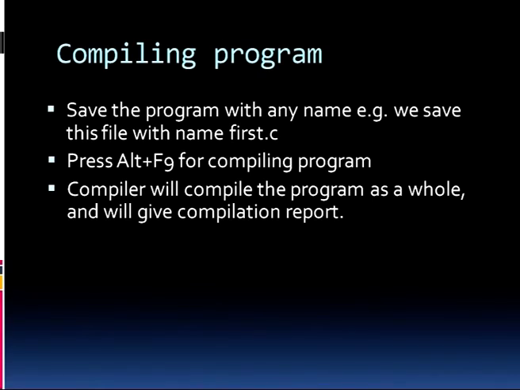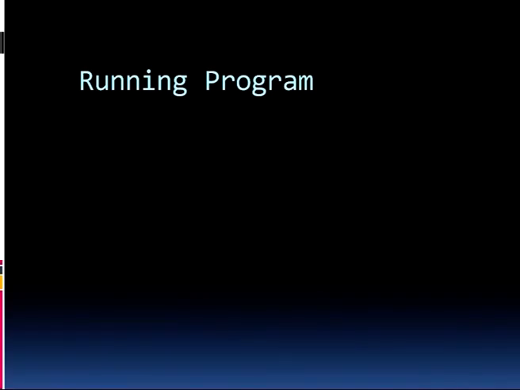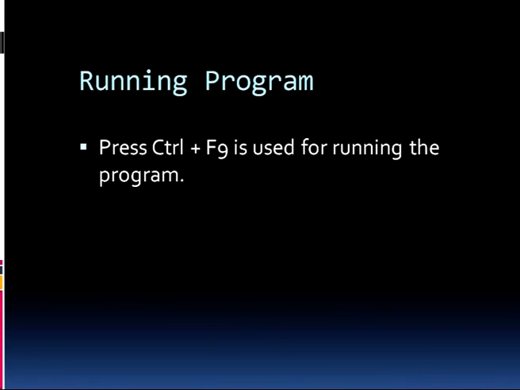The compiler will compile the whole program from start to end at once. If there is any error, the compiler will give a compilation report and we will have to remove those errors. We cannot successfully compile our program until it becomes 100% error free. When the program becomes error free, the compilation report will show that there is no error. When the program has been compiled, now we can execute it. For execution, press Ctrl F9. When the program is executed, its result will be displayed on the computer screen.